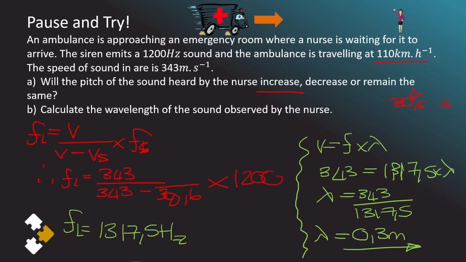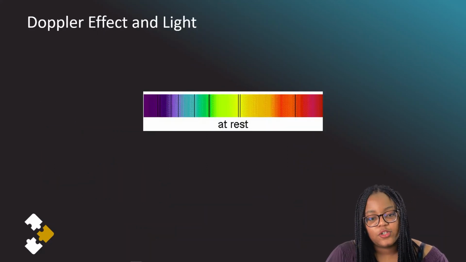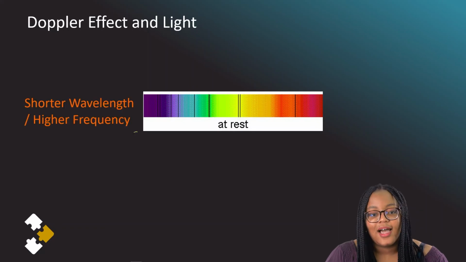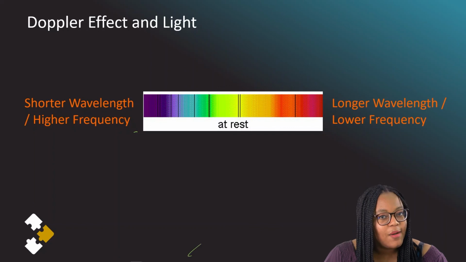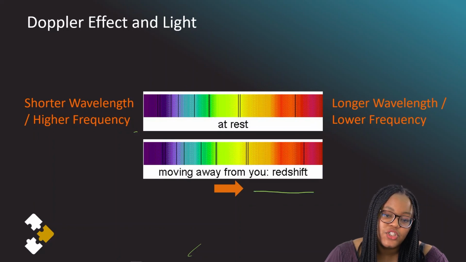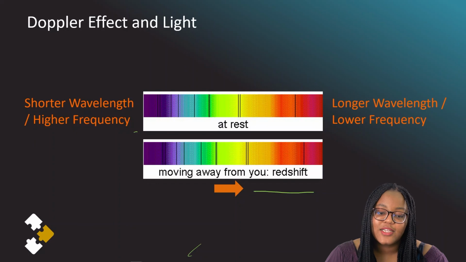All right, now that we have done some practical examples with Doppler effect, let's move on to Doppler effect and light. Now, you will recognize this light spectrum from your earlier studies in wave, sound, and light. And we know that on this side of our spectrum, you have a shorter wavelength and a higher frequency of light. And on this side, we have a longer wavelength and a lower frequency. Applying Doppler to this means that when you are moving away from something, or when light is moving away from you, you will experience a red shift. That is, longer wavelengths mean that the light will shift to the red side of the spectrum.